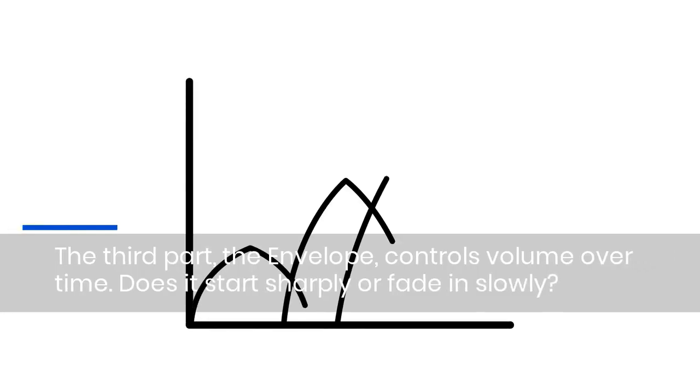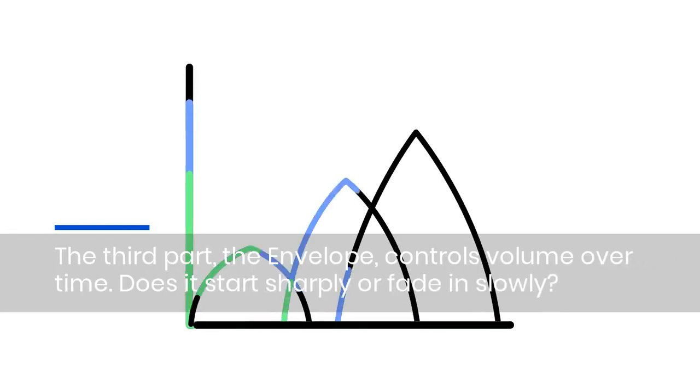The third part, the envelope, controls volume over time. Does it start sharply or fade in slowly? So the professional workflow is oscillator for source, filter for shape, and envelope for dynamics. But a sound can still feel static. How do pros make it breathe? You'll see the trick in just a moment.